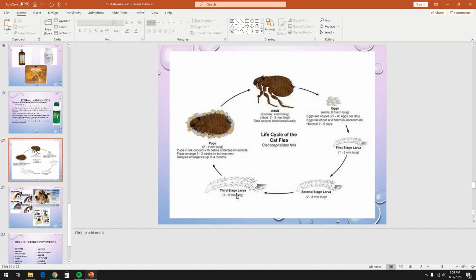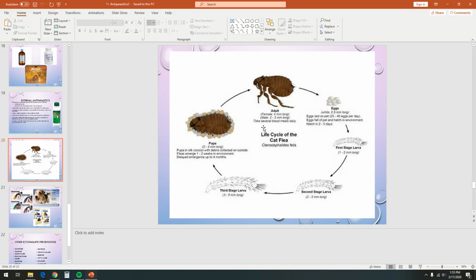Ooh. So here's a life cycle of the flea. We also call fleas practice builders because they are really hard to get rid of. They live in the environment for a hot minute for sure, and once you have them, it's hard to get rid of them. The eggs are laid on the pet, 25 to 40 eggs per day. Eggs fall in the environment, hatch in 2 to 5 days. So our larvae get bigger and bigger and bigger, pupas.